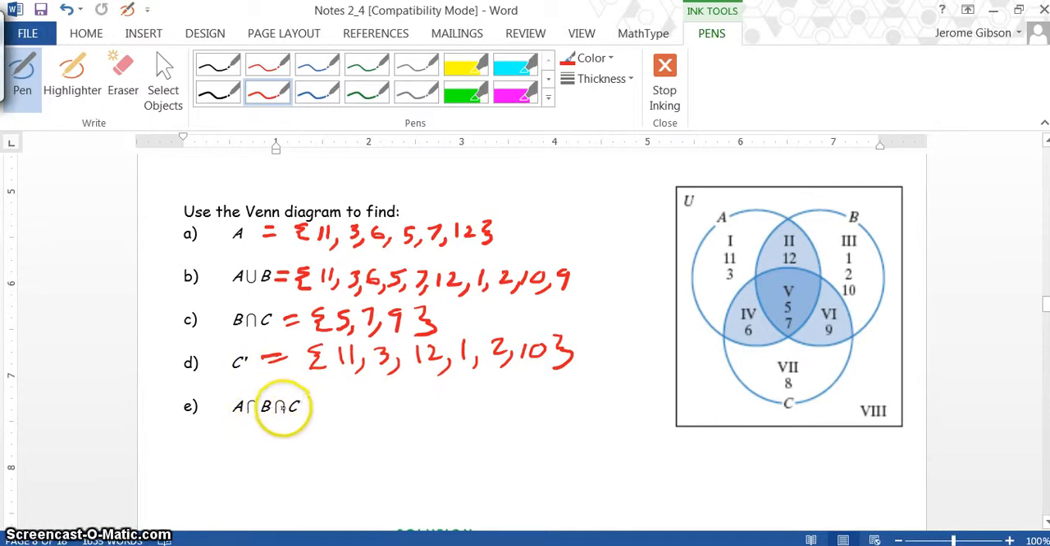Now we have A intersect B intersect C. All this is saying is the values that are in A, B, and C. And that only falls here, which is 5 and 7.